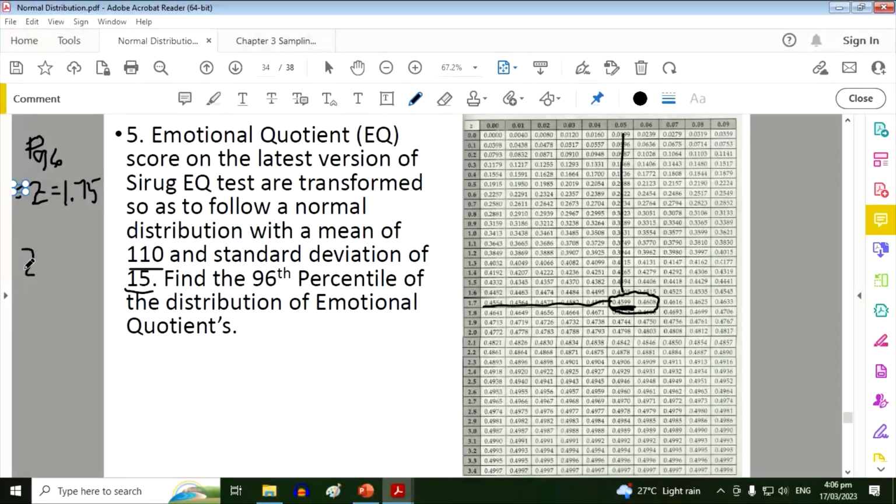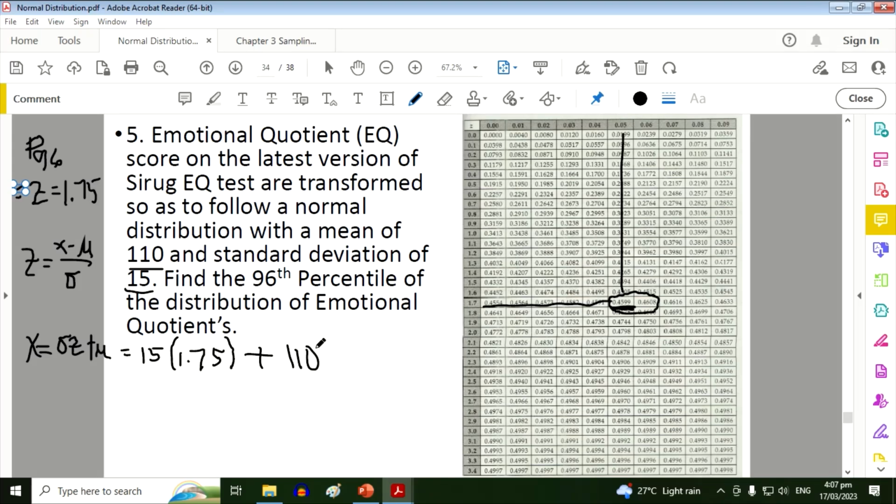Now, take note that our equation for z is x minus mean over the standard deviation. By formula transformation, to solve for x, it is equal to the standard deviation times the z-score plus the mean. Okay, so this is a fixed formula. Now let's substitute. What is the standard deviation? It's 15. What is the z? It's 1.75, positive because it's more than 50%, the 96th percentile. Then we have plus 110.